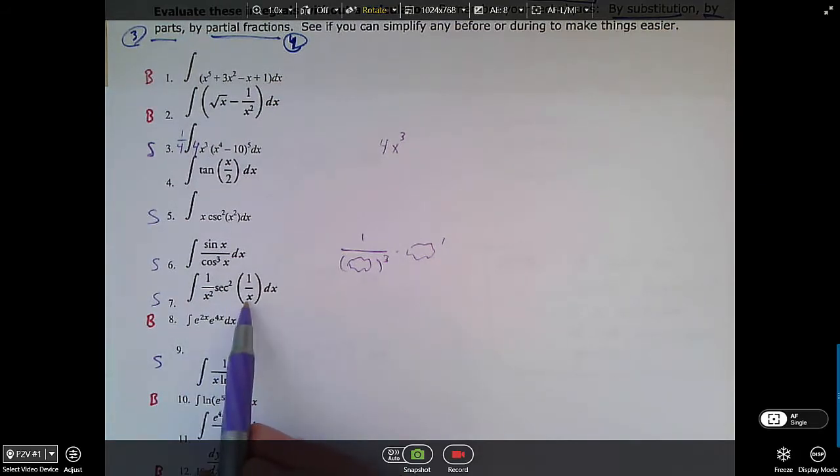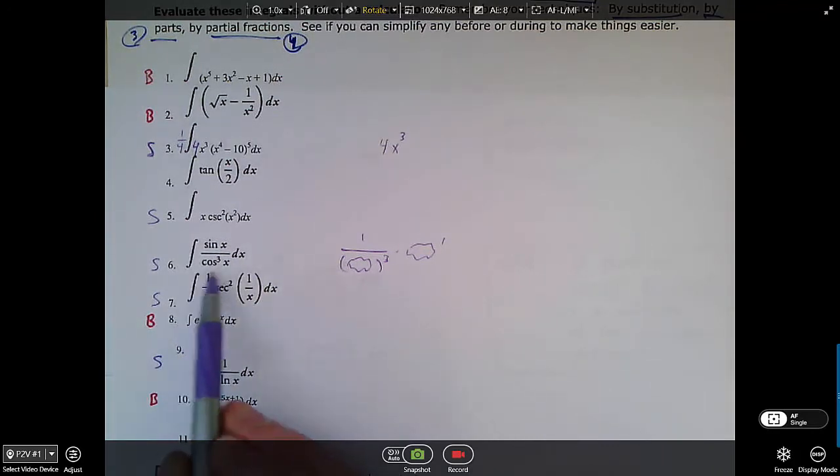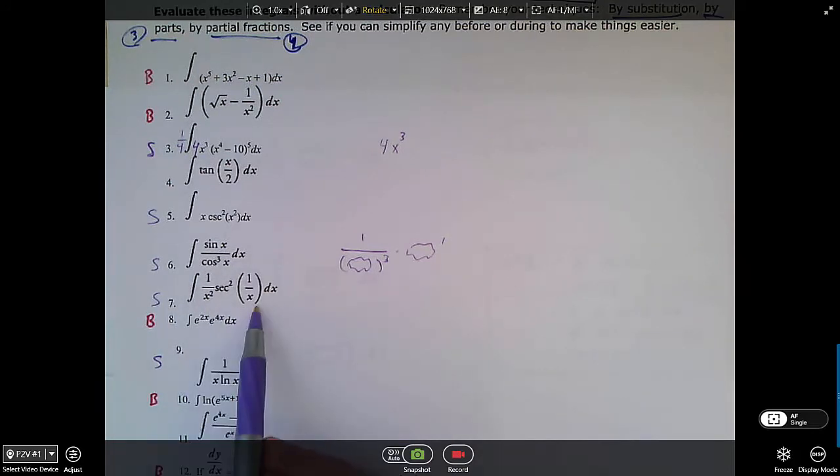You have to be able to see 1/x as the same thing as x to the -1. And then the derivative of x to the -1 is negative x to the -2, which is the same thing as this. You may not look at these and see the inner function, but you've got to be able to do that.